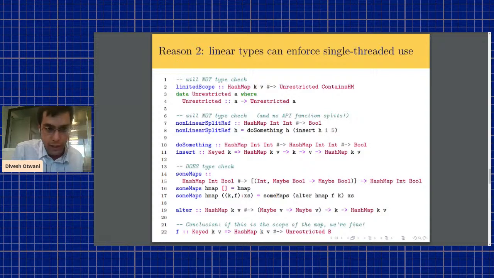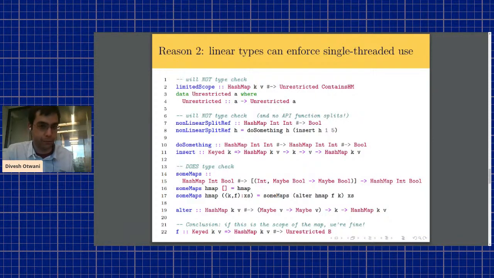Limited scope in line 2 takes in the hash map, and it has this hashtag arrow, which is the linear arrow, the only syntactic change that linear types adds, and returns this wrap type, unrestricted for some data type. It's left abstract, contains hash map. The only point is that that data type somehow will have the hash map inside of it. Thing is, this will not type check. No implementation of this will type check.